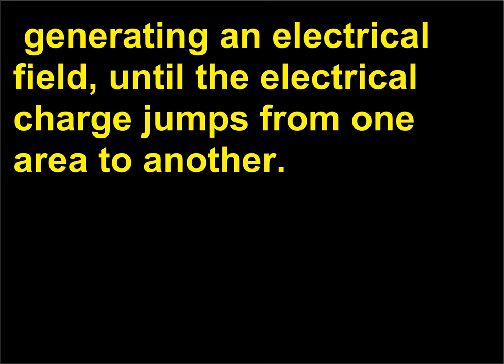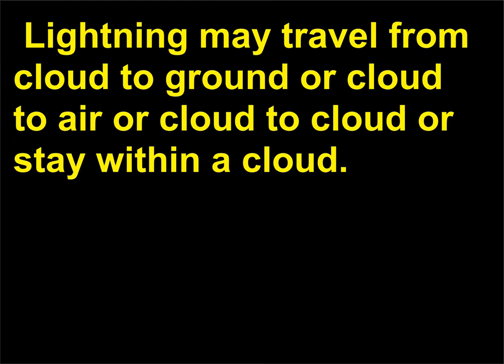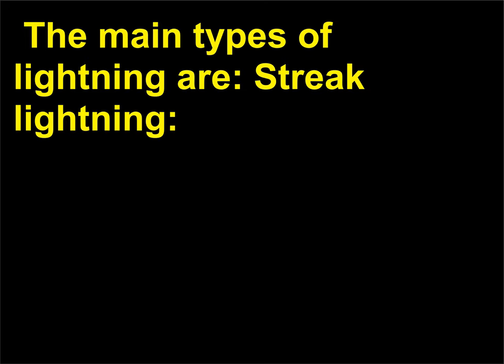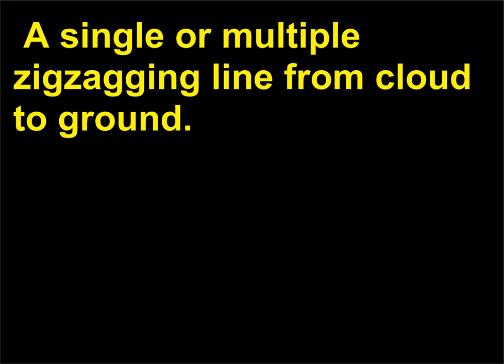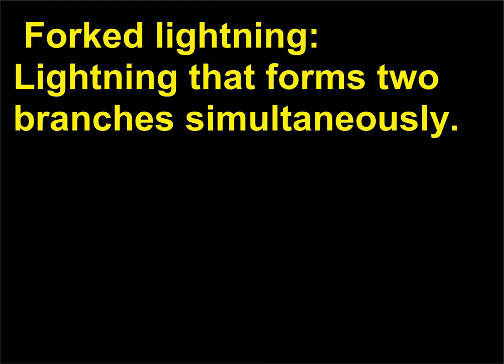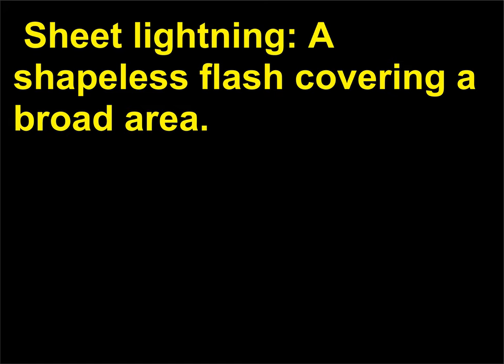Lightning may travel from cloud to ground or cloud to air or cloud to cloud or stay within a cloud. The main types of lightning are streak lightning, a single or multiple zigzagging line from cloud to ground. Forked lightning, lightning that forms two branches simultaneously. Sheet lightning, a shapeless flash covering a broad area.